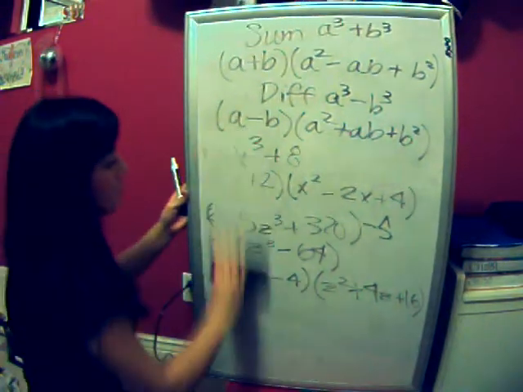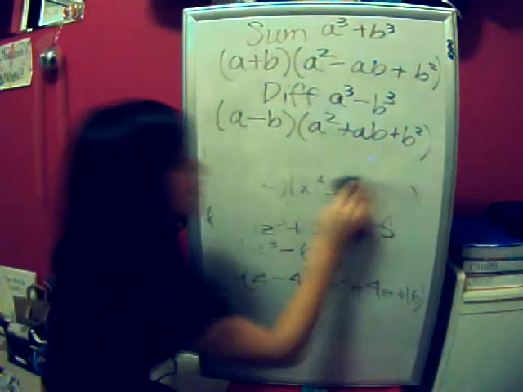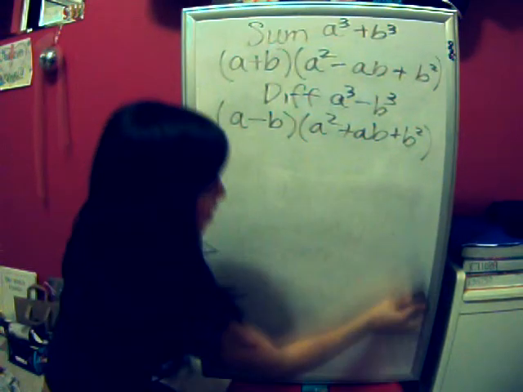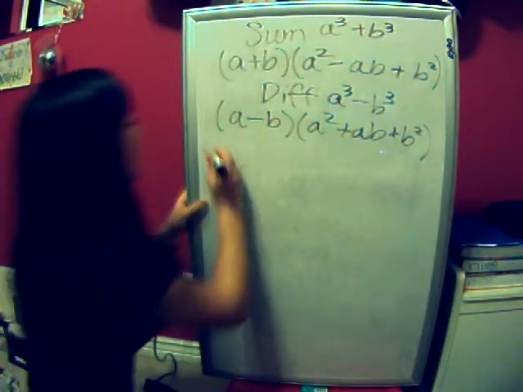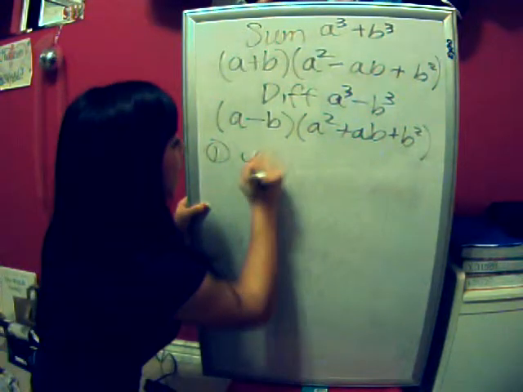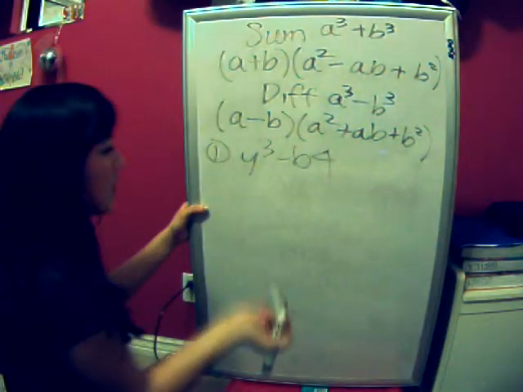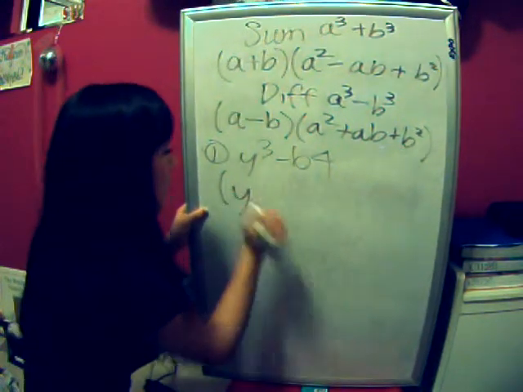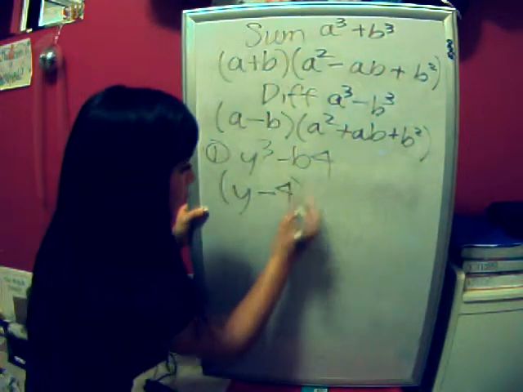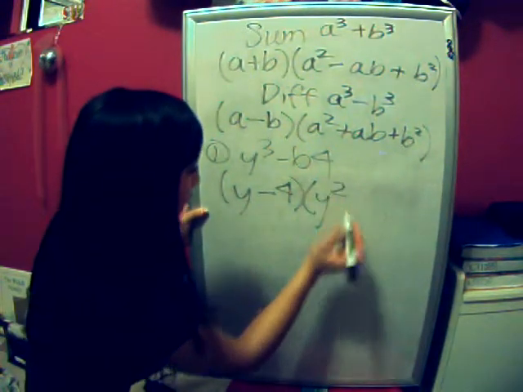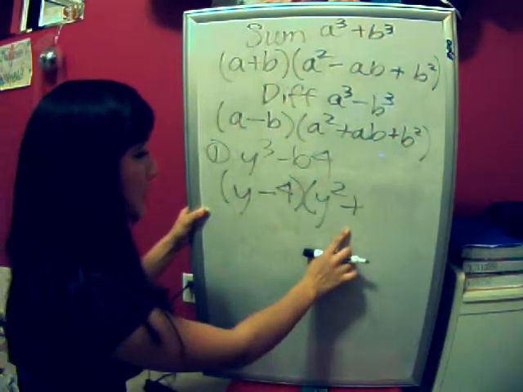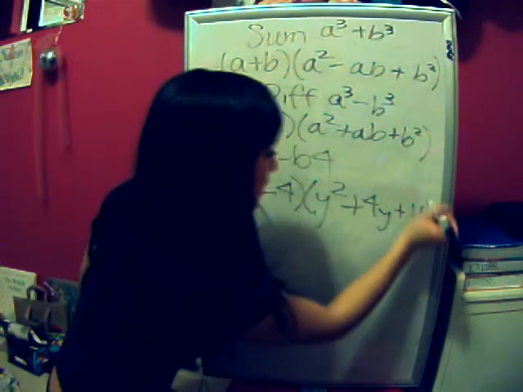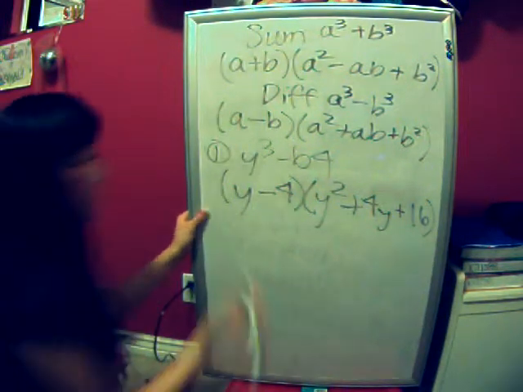The next examples are going to be for the difference of cubes. And the first example is y cubed minus 64. So to cube root that, it goes in evenly. So it's y minus 4, y squared plus, because it has to be the opposite sign, 4y plus 16, and there's your final answer.